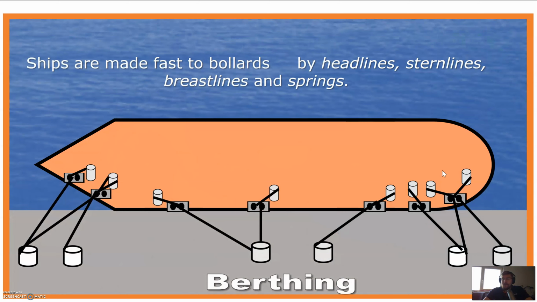So the ships are, of course, made fast. Made fast means connected to bollards with headlines, sternlines, breastlines, and springs. All those various lines, you might know where they are. Let's go into that a little bit more. The headlines are at the front of the ship, sternlines at the back of the vessel, and the breastlines sort of in the middle, and the springs are extra.